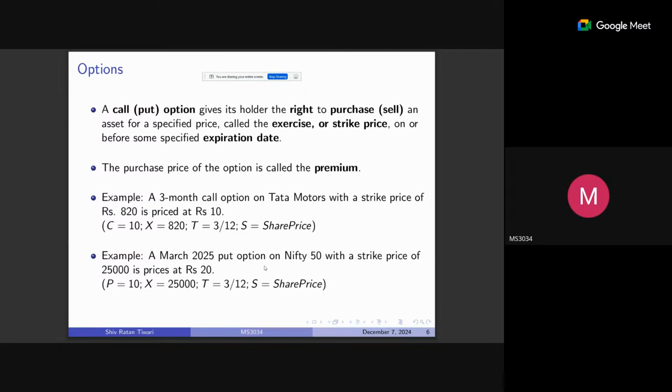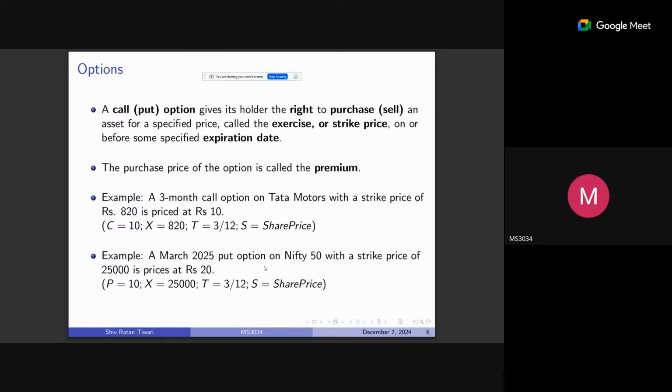There are two types of options: a call option and a put option. A call option gives the holder the right to purchase an asset. This asset can be a stock or various other types of securities. Nowadays there are options specified on electricity prices, weather conditions, etc. But generally these are specified on stocks and on a market index.